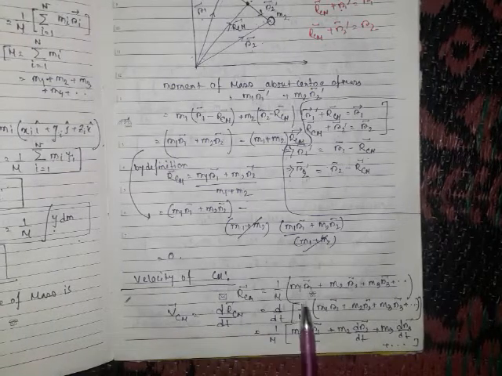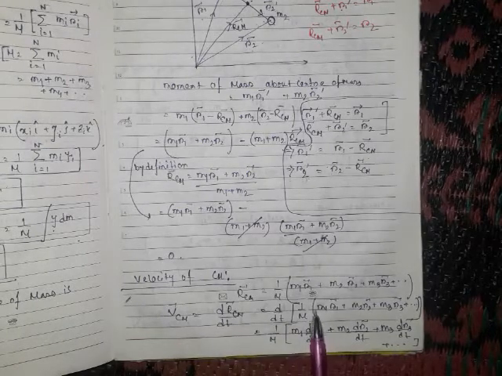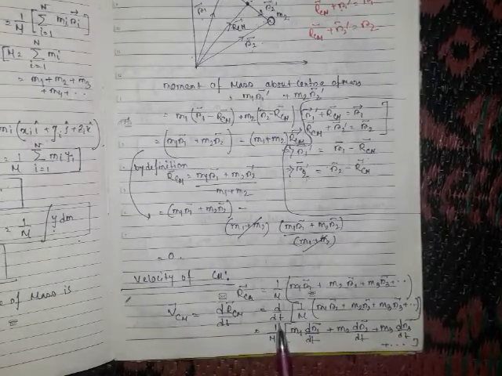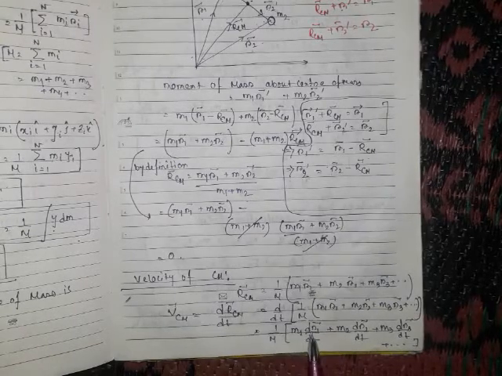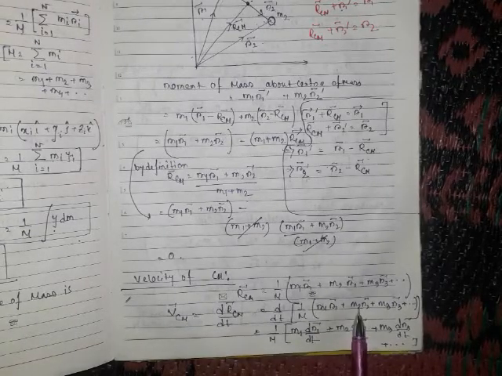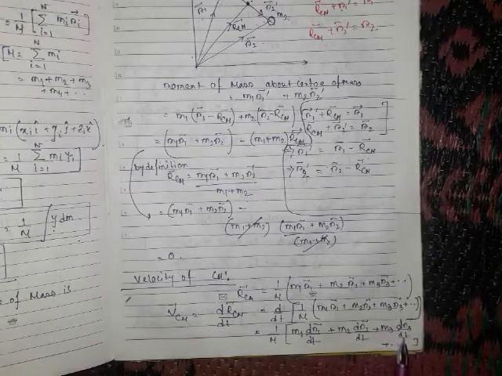Now your 1 by m is constant, so just take it out. So you have to differentiate these things with respect to t. This m1 is constant, so you will get dr1 dt. Your m2 is constant, you will get dr2 dt only. M3 is constant, you will get dr3 dt only.